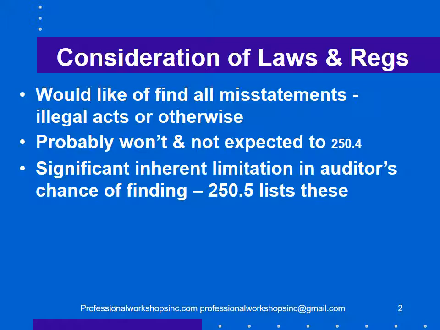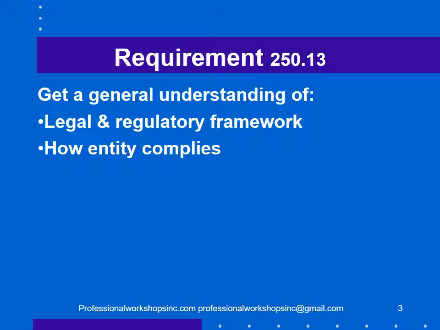And 250.05 lists the significant inherent limitations in an auditor's chance of finding a material misstatement caused by an illegal act. Now, even though we have relatively no chance of finding an illegal act or a misstatement caused by one, we still have to give it a try, and so 250.12 tells us that we should get a general understanding of the legal and regulatory framework and how the entity complies with that. That's also required as a risk assessment procedure, so we already should have done that in the audit and documented it.